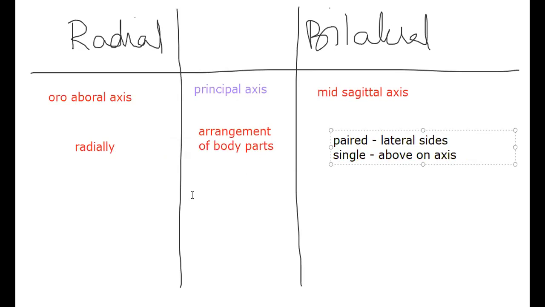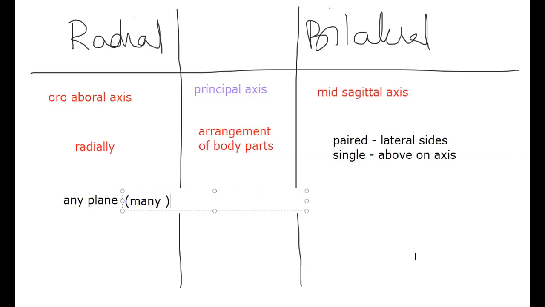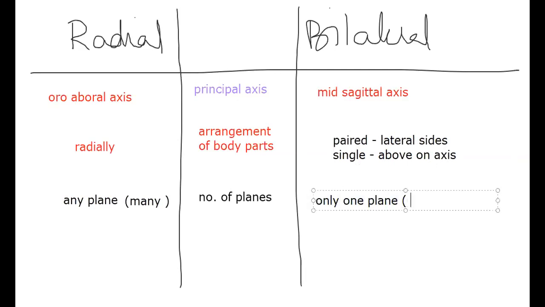Then the number of planes which give us equal halves, that we also need to see here. Through the oral-aboral axis, if we cut along any plane, we are going to get equal halves. That means many planes. Then in bilateral symmetry, only one plane, that is called the mid-sagittal plane. Only in that one plane are we going to get equal halves.